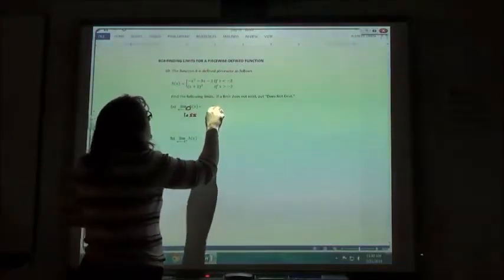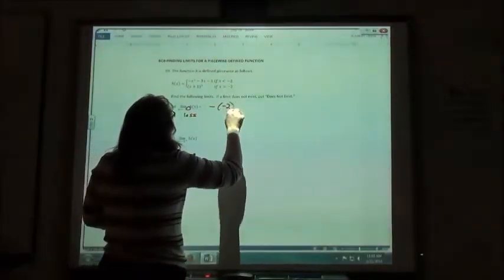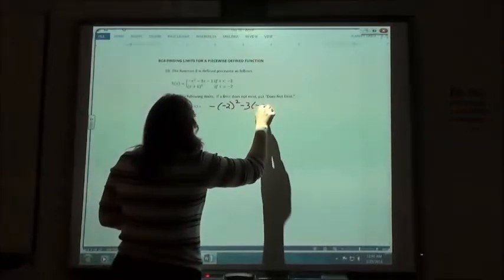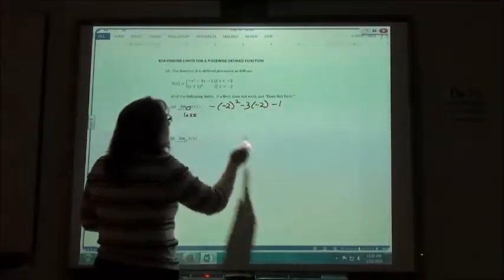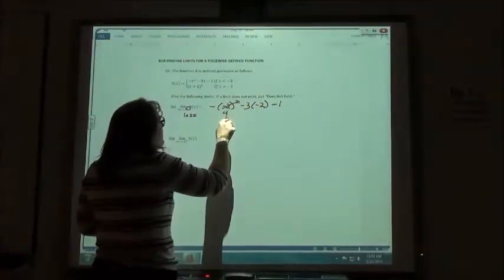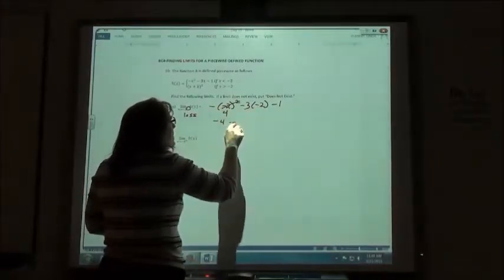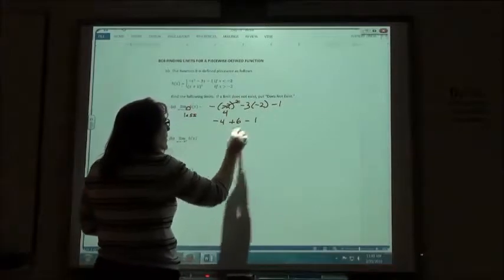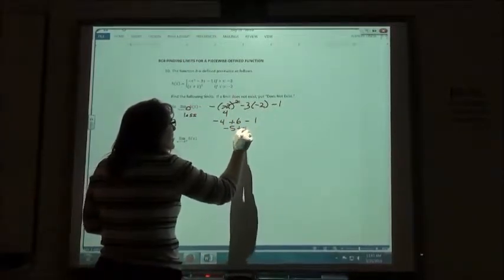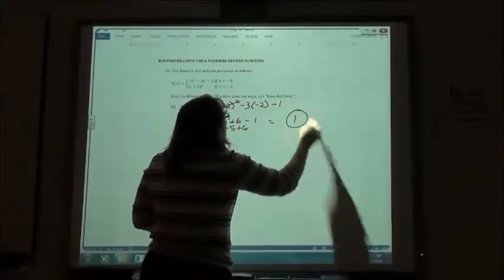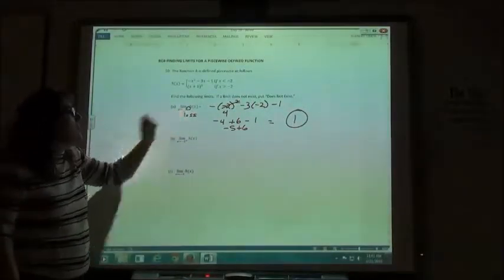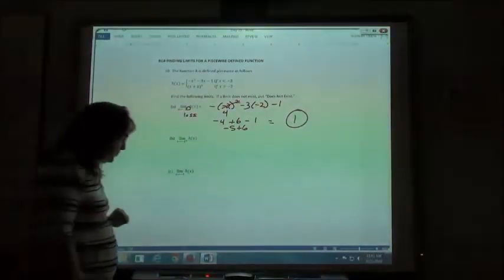So I'm going to put negative 2 in for my x's. So I'd have minus a negative 2 squared minus 3 times negative 2 minus 1. So negative 2 squared would be 4. It has the minus sign in front, so negative 4 plus 6 minus 1. That would be minus 5 plus 6, which gives me 1 as I approach from the negative direction.